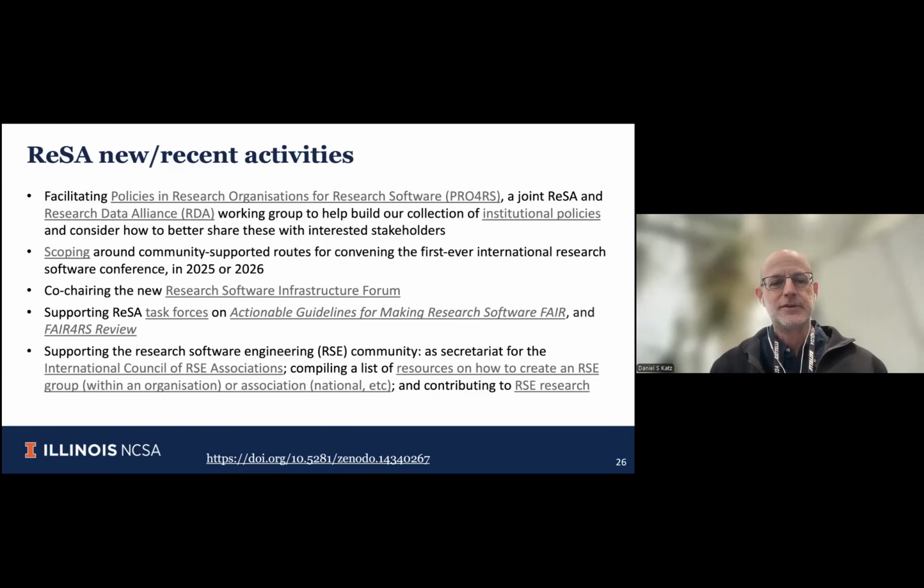We're the secretariat for the International Council of RSE Organizations, where those organizations get together every month or 2. We've been compiling a list of resources on how to create an RSE group within an organization, or how to create an organization or an association, and how to contribute to RSE research. And we co-authored a position paper with the Digital Research Alliance of Canada on the criticality of research software and AI-driven research. And then we've also been using that in an RFI that the Department of Energy had recently, and we'd be happy to reuse that in other places as well.